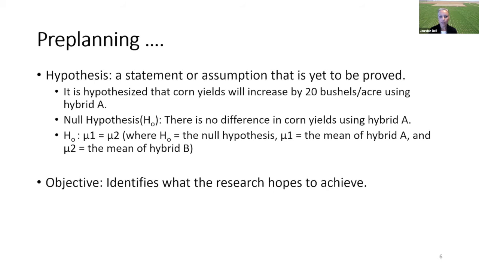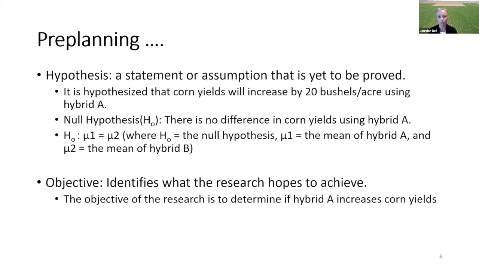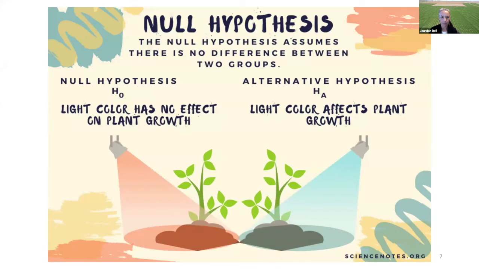So the objective identifies what the research hopes to achieve. So back to my example using corn hybrids, the objective of this research is to determine if hybrid A increases corn yields. So these objectives can be very simple, very straightforward. As you think about your experimental design and you think about the objective statements, do keep them simple. When you start creating very elaborate objective statements, it's very easy to lose track of what is really important. So, use very simple objective statements.